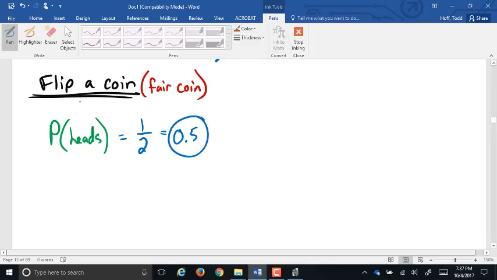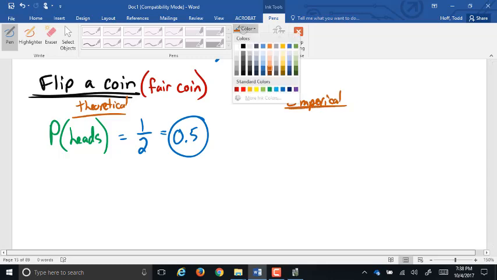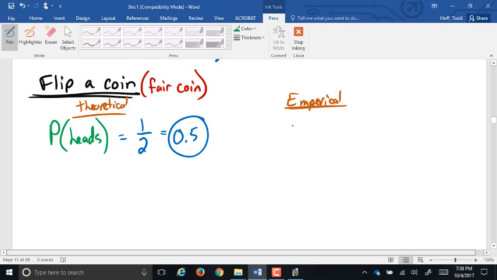That is the theoretical, sometimes called classical probability. Now our empirical. Let's say we want to test to see if the coin is a fair coin. You flip the coin 500 times, and there's 236 heads.